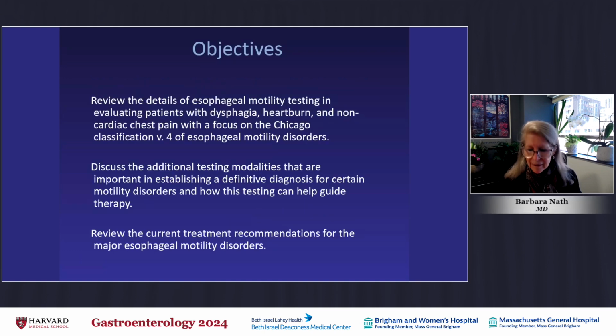What we'll be doing in the next half an hour or so is to review the details of esophageal motility testing in evaluating patients with dysphagia, heartburn, and non-cardiac chest pain, with a focus on the Chicago classification version 4 of esophageal motility disorders. We'll discuss the additional testing modalities that are important in establishing a definitive diagnosis for certain motility disorders and how this testing can help guide therapy. And then we will review the current treatment recommendations for the major esophageal motility disorders.